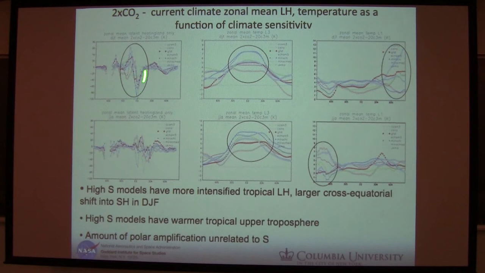We also see, though, that there's no connection between the amount of polar amplification. So this is the change in lower troposphere zonal temperature in response to double CO2. And you see it's all over the place. Some models have really large amplification. Some models don't have a lot of amplification. There's no connection to sensitivity. And that's it. Thank you for listening.